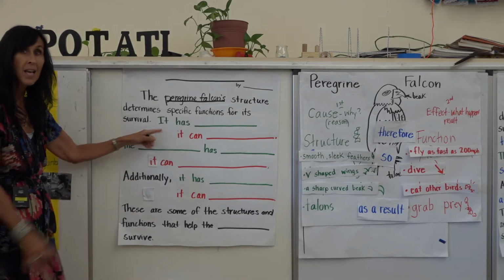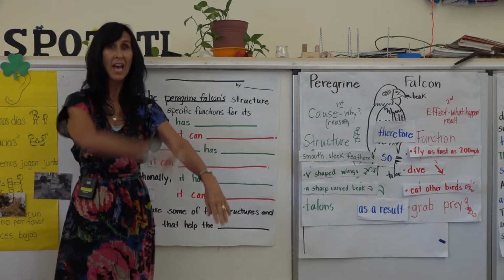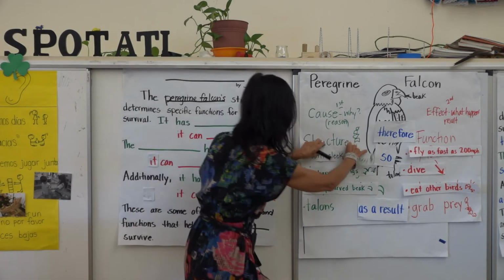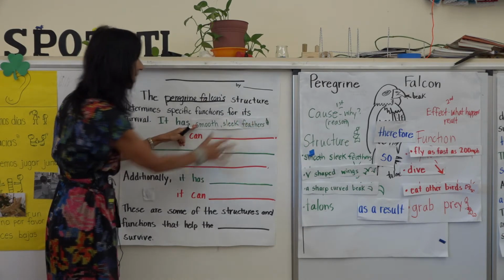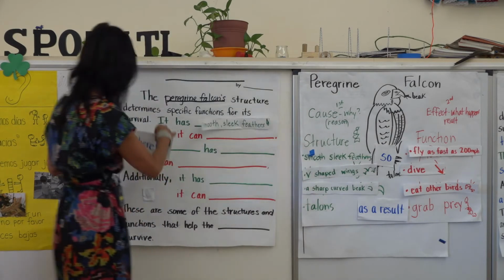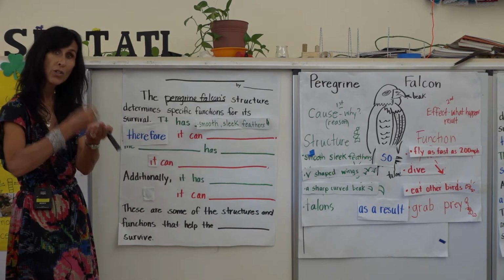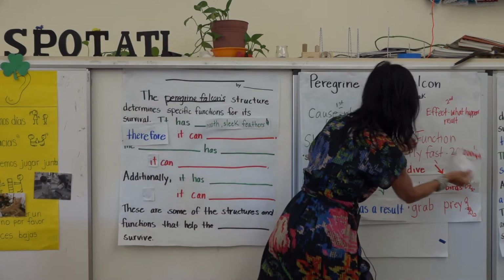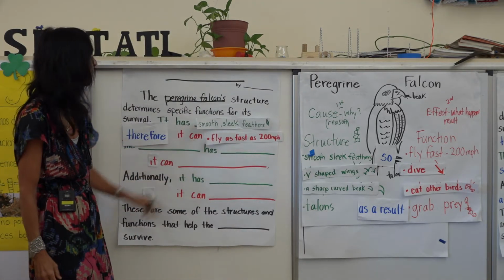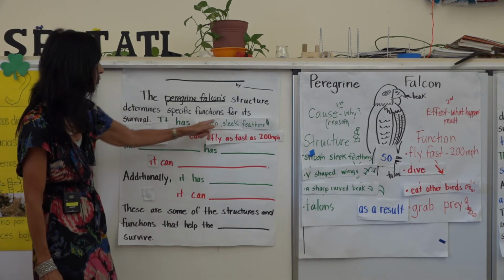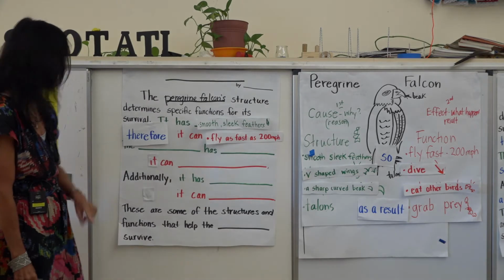Now here's my first sentence. It's part of my cause or the why. Read it with me. It has, what does it have? We said it together. Smooth, sleek feathers. Check this out, magic. I'm going to move our fact right over here. It has smooth, sleek feathers. And now I'm going to get my cause and effect language. Therefore, it can, here comes my function or my job. The smooth, sleek feathers help it to fly as fast as 200 miles per hour. Read it with me, friends. It has smooth, sleek feathers. Therefore, it can fly as fast as 200 miles per hour. That's our first fact.